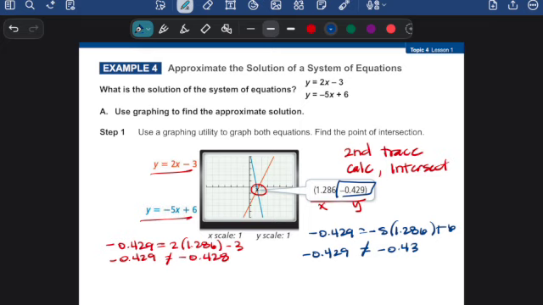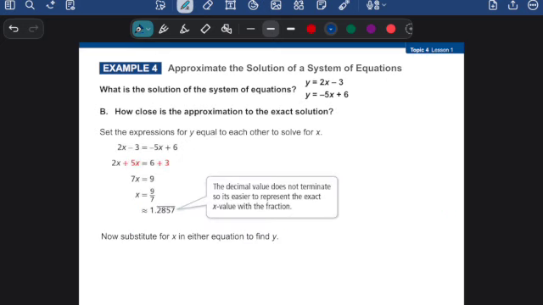This might have been an irrational number, so we have to round. So what would be a better way, instead of using a graphing calculator and getting an approximate solution? We want an exact solution. Let's solve the equation so that we can get an exact solution. Remember, if they're both equal to y, that means they equal the same value. They're going to equal each other.